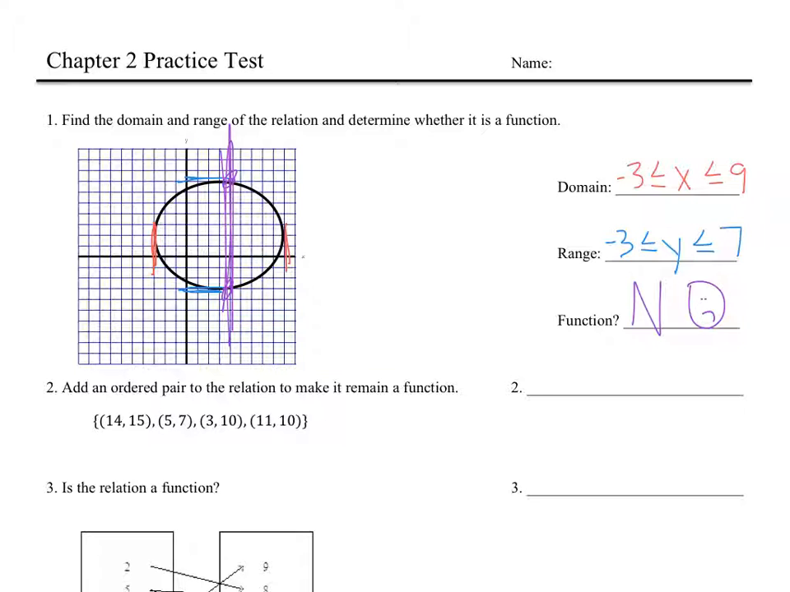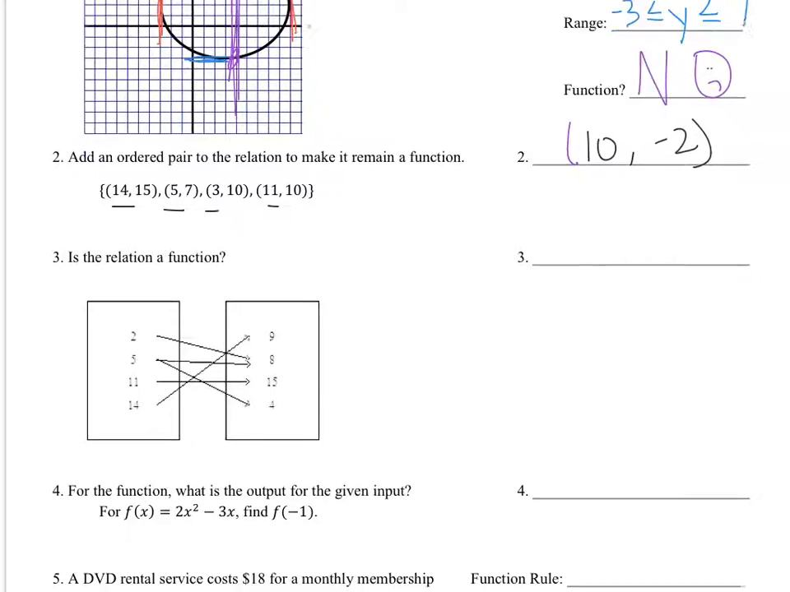It says add an ordered pair to make this a function, so it remains a function. First I have to look at my x values: 14, 5, 3, 11. Any number works as long as my x value is not that. So I'm going to put 10. Again, as long as you don't have a number in the x value that's 14, 5, 3, or 11, it's correct. And let's say -2. It doesn't really matter.